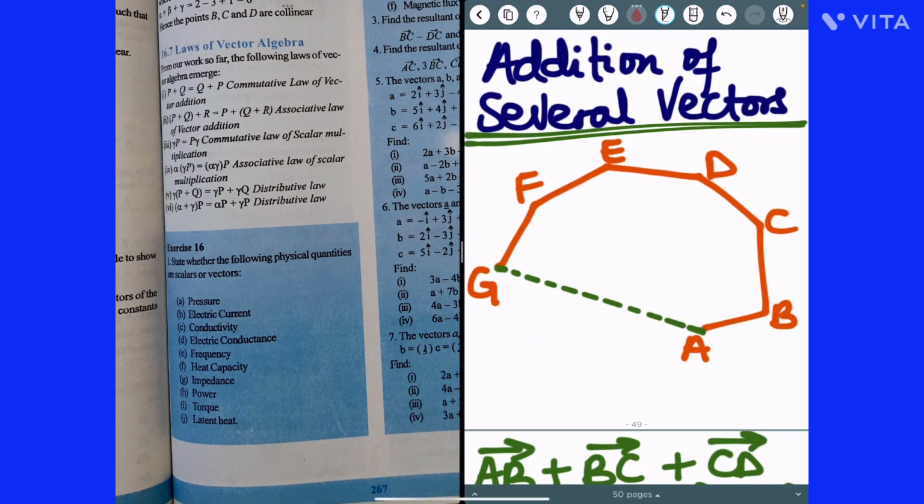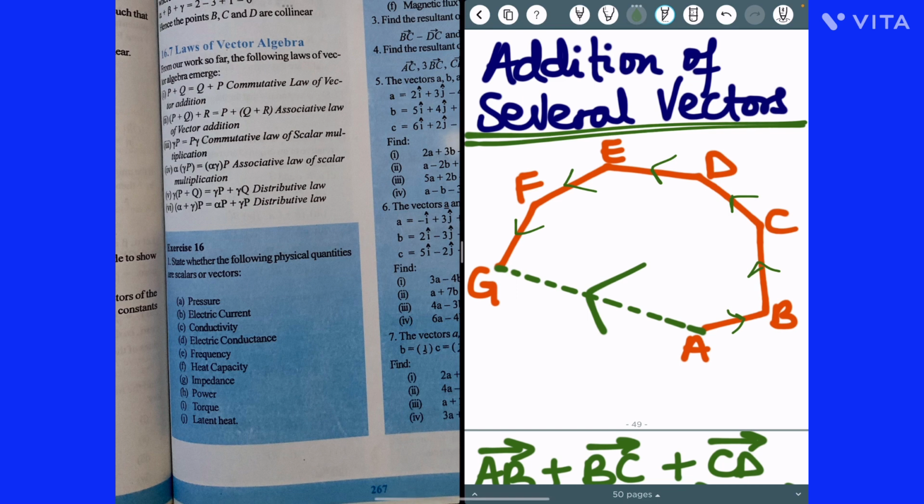Let's now go to addition of several vectors. If you go from A to B and to C and D, you understand? If you go from A to B and then to C, to D from C, and then here and here, you will notice that your net movement is the same as going from A straight to G.